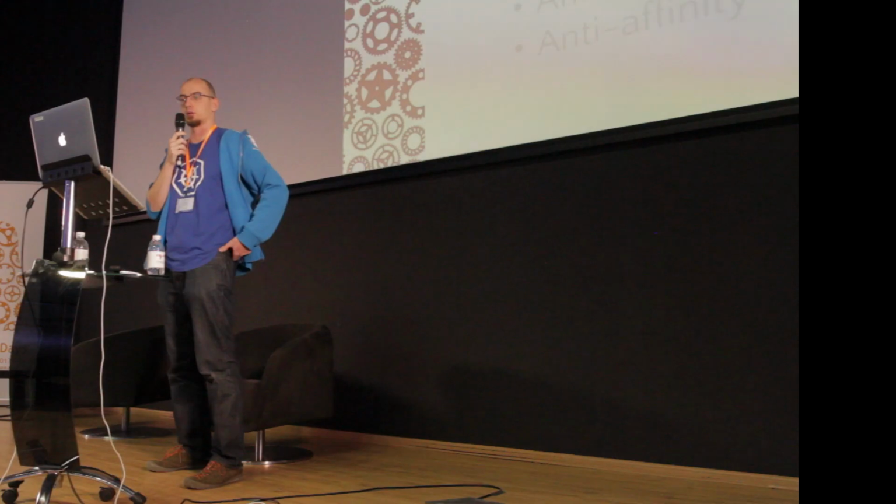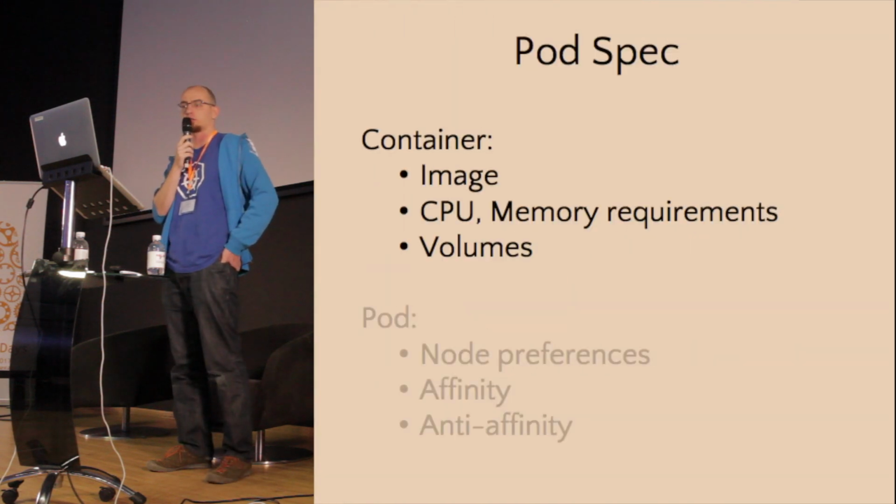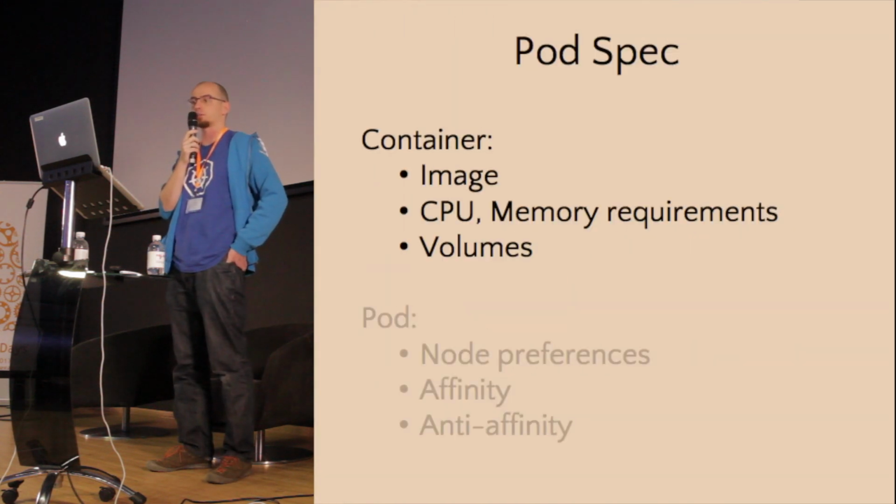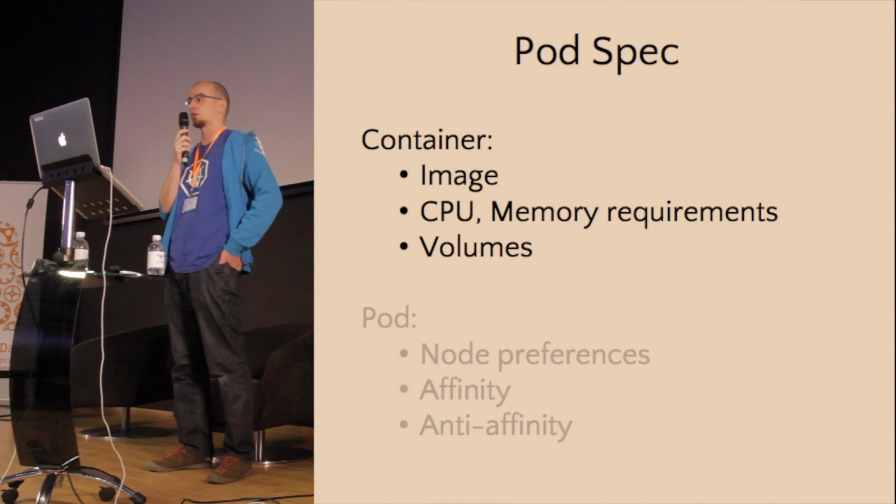What else is in the pod? The main part is the list of containers, and each of them is specified by the image to execute and the command. There is also an expected amount of memory and CPU that the container will use. There are volumes that Kubernetes can automatically attach, like NFS, iSCSI, Cloud Drive, or simply a directory on your local machine.